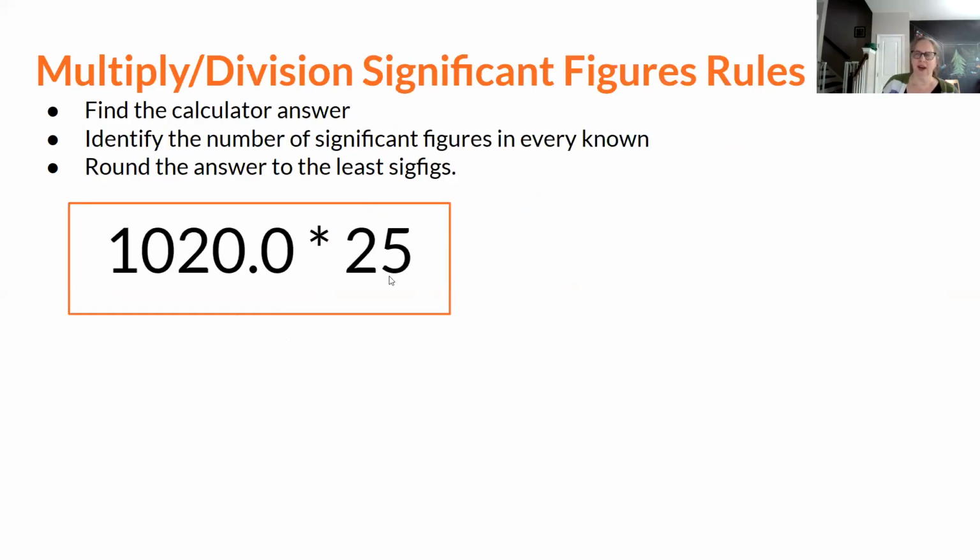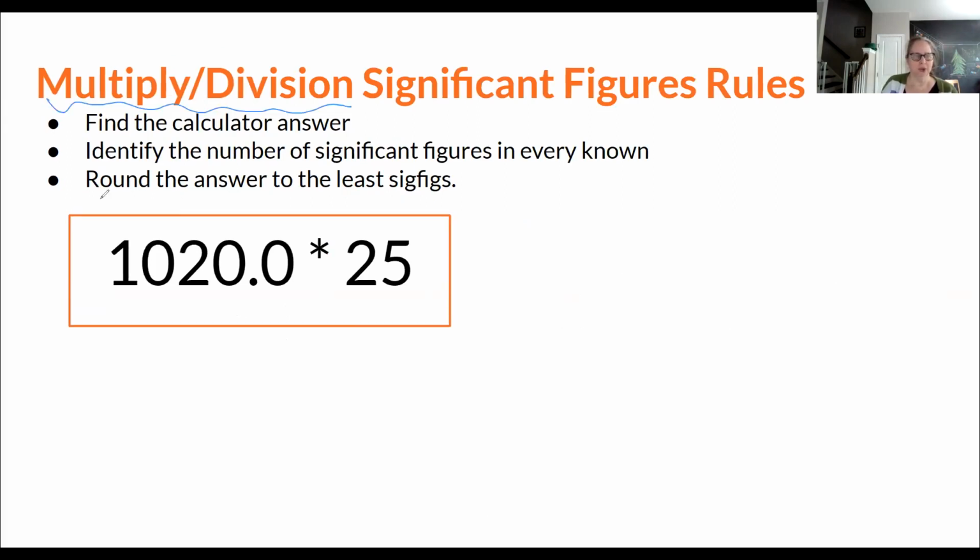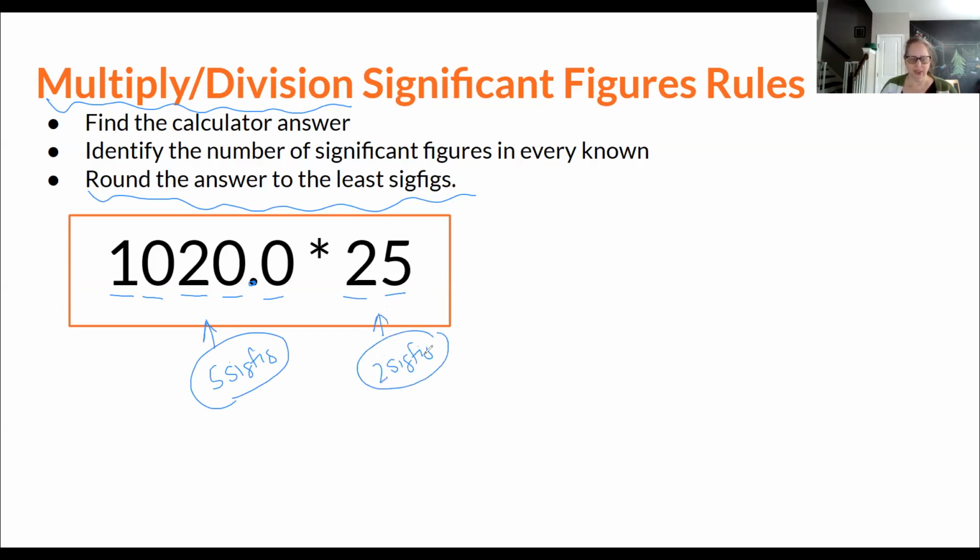How about if we have to do it in a problem? If you have a multiplication and or division problem, you're going to round the calculator answer to the least sig figs. That is your next rule. So we have 1, 2, contained, trailing, see the decimal place. So quick review, that one has 5 sig figs in it. 25, non-zero, non-zero. This guy has 2 sig figs. Round to the least sig fig. So between 5 and 2, we're going to be rounding our answer to 2 sig figs.